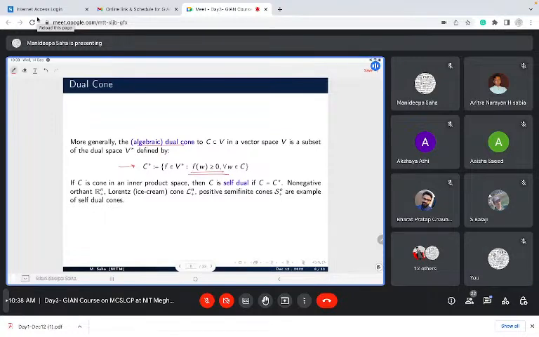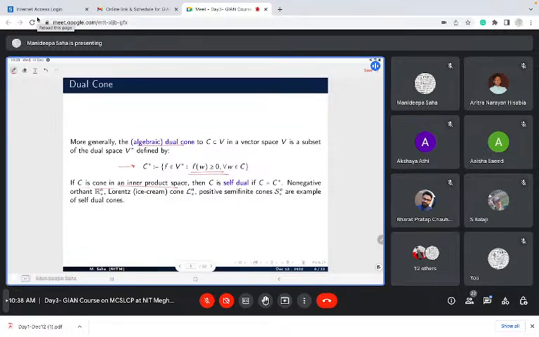Now a cone is called self dual. So I'm considering it as an inner product space. And after some time, I'll forget about considering any vector space, and rather I'll be considering Rn. This is the vector space I'll be considering, and obviously in that case, the field will be R.